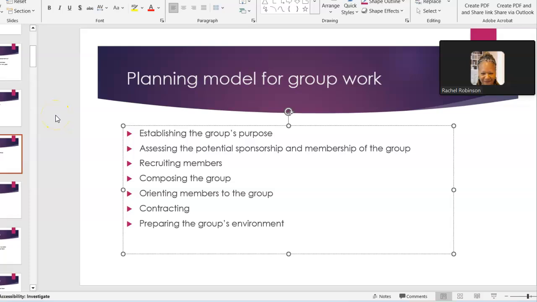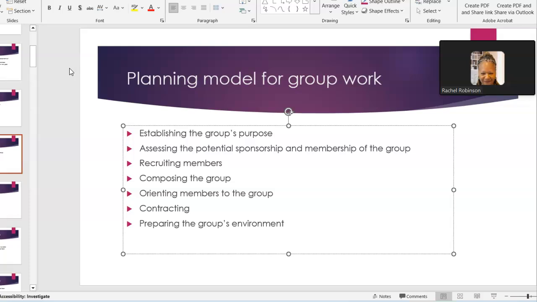I am just going to cover the planning model. There are more slides, there's more detail that I'm going to encourage you to look at, but let's just look at the planning model because that's what's going to be the focus of your paper.